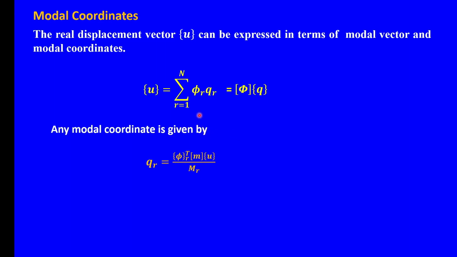This q r is called the modal coordinate, and it is given by this expression: q r for the rth mode equals phi r transpose M u divided by M r. Here phi r transpose is the modal vector transpose, and M r is the modal mass for the rth mode. So this response quantity is called the modal coordinate. It arises out of the modal values phi and the modal mass M r, etc.